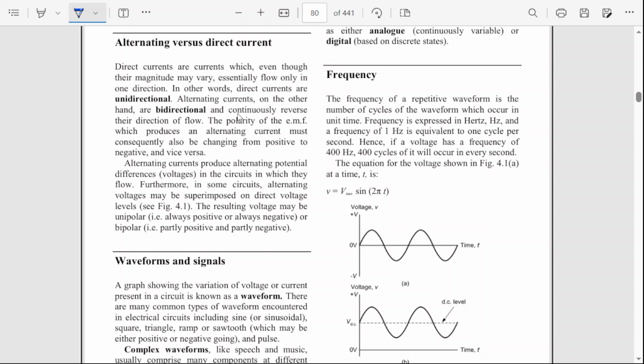Alright, in this video, let's take a look at a sine wave and two properties of the sine wave, which are frequency and the period.